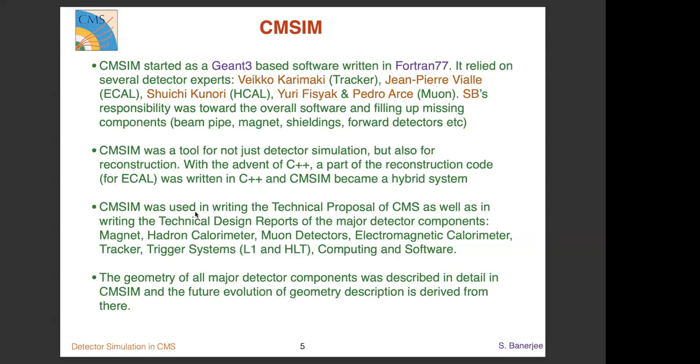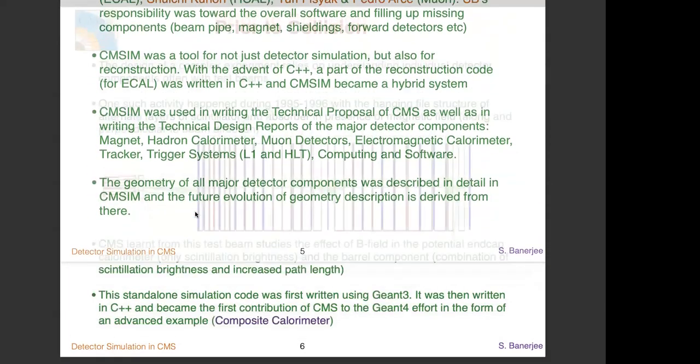CMSIM was used in writing the technical proposal of CMS, as well as the technical design reports for the major detector components: the magnet, which came first, then the hadron calorimeter, the muon detectors, electromagnetic calorimeter, tracker, trigger systems, and computing and software. I put them in this order chronologically; the first TDR was the magnet, and then the others followed. The geometry of all major detector components was described in detail in CMSIM, and the future evolution of geometry description is derived from there. So I think the detector description in CMSIM was extremely important.